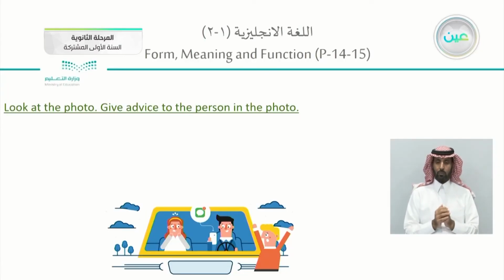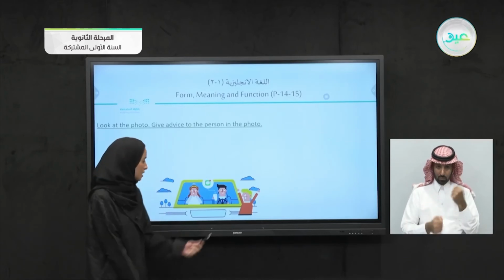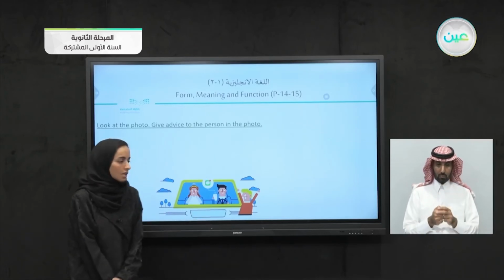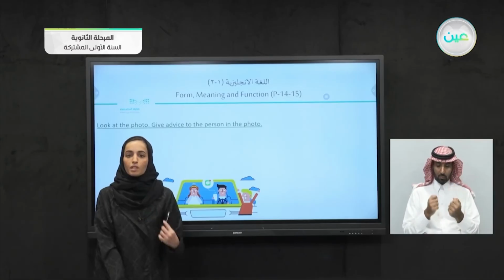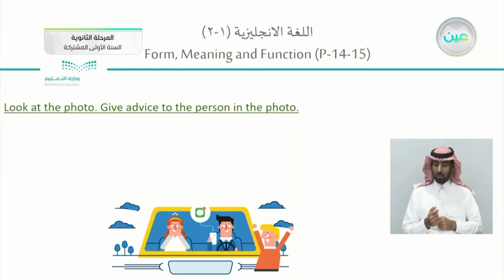Okay, now in your books as well, look at the photo and give advice to the person in the picture. Here we're having, let's try to describe the picture together. We're having someone who's driving. Our driver here is not wearing a seat belt and is using his cell phone. He is almost hitting a pedestrian, someone who's walking on the street. So let's try to give advice to this person.